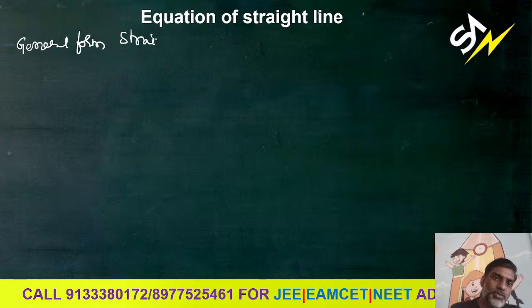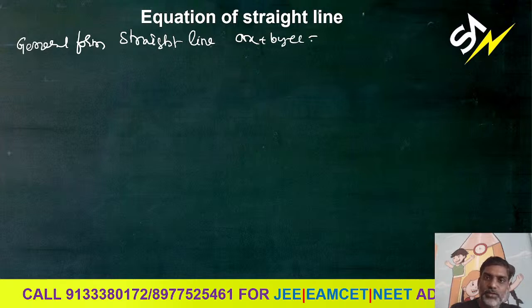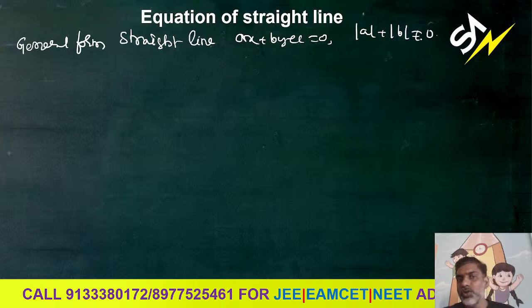What is the general form of a straight line? The general form of a straight line is ax plus by plus c equals 0, where modulus of a plus modulus of b is not equal to 0. This is called the general form of a straight line. Now let us see some examples.